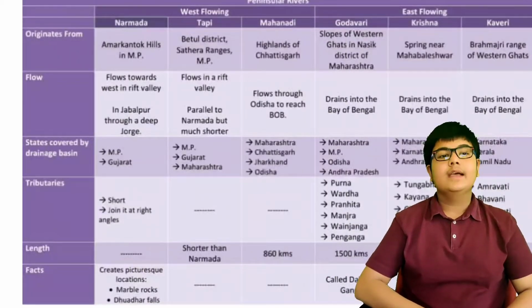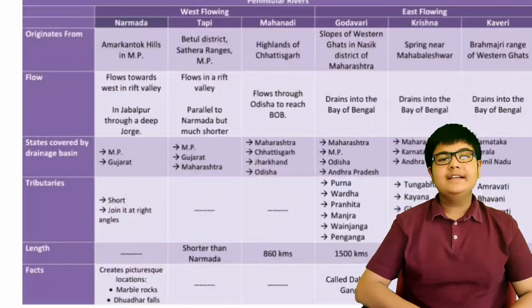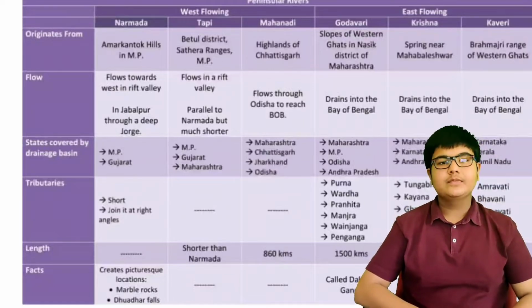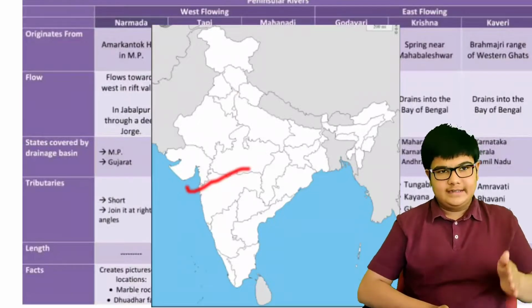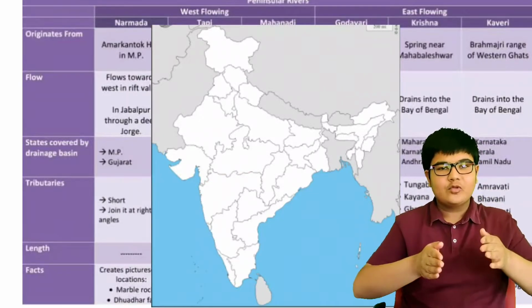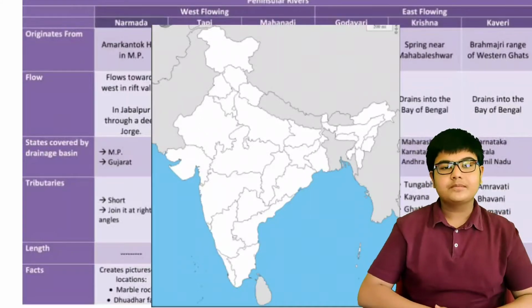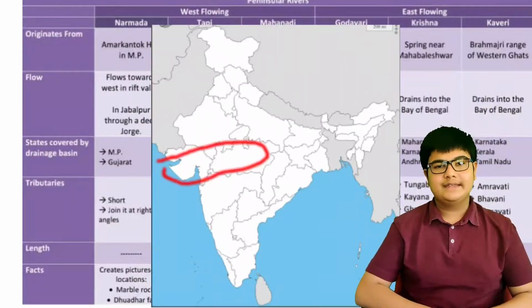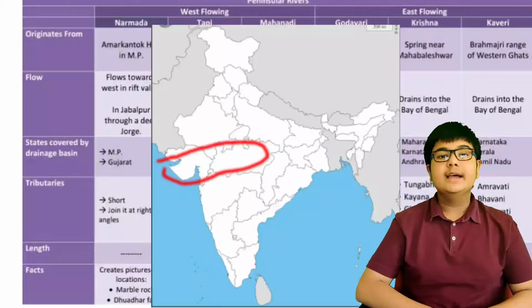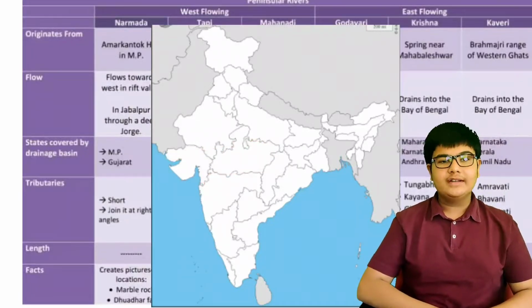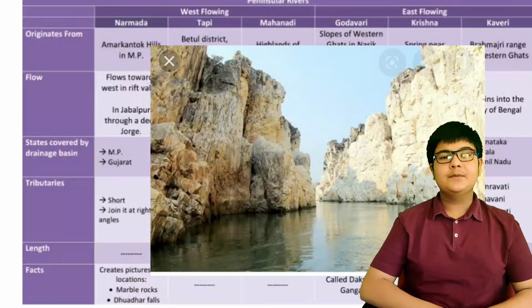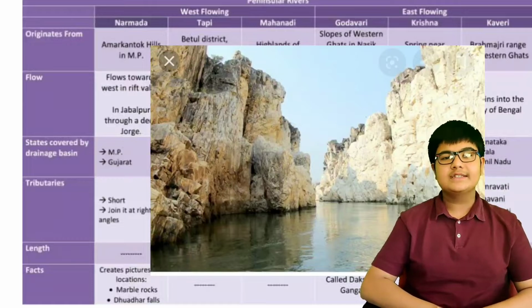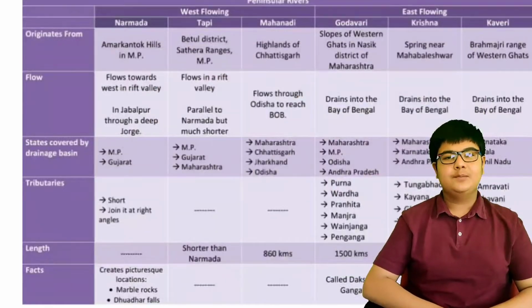Narmada. It originates from Amarkantak hills in Madhya Pradesh. Then it flows through a rift valley. So it has mountains on both sides, and it flows in between through a rift valley. It covers states of Madhya Pradesh and Gujarat. Most of its tributaries are short and join it at right angles. It creates various picturesque locations, which are beautiful locations such as Marble Rocks and Duhadar Falls in Jabalpur.